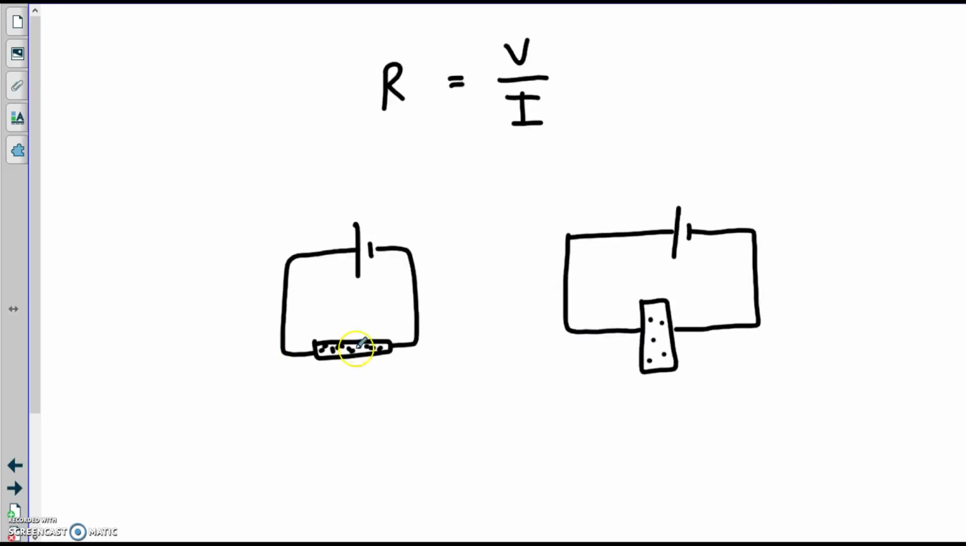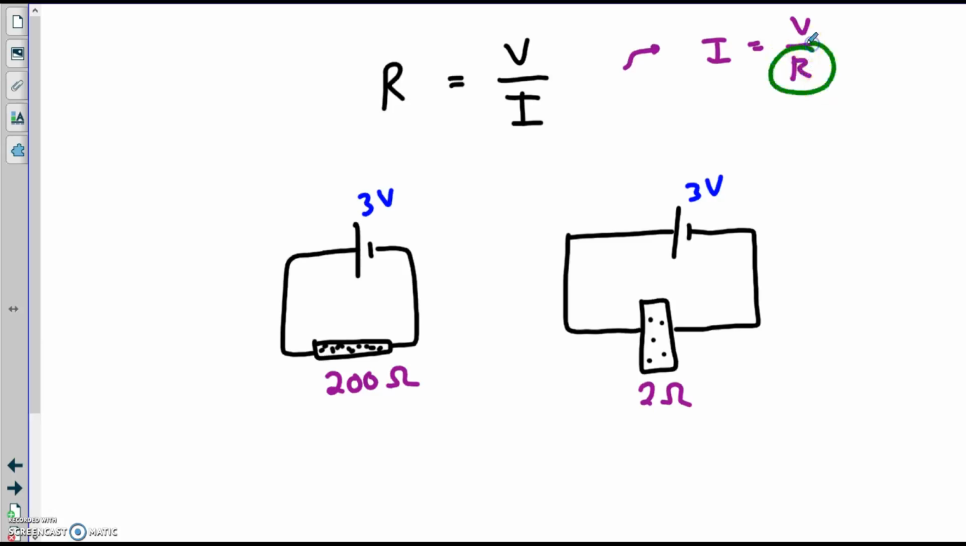But there's more we can say. If you imagine taking a 3-volt battery and connecting it to a really high resistance resistor, maybe 200 ohms, but then you connect the same battery to a smaller resistor, maybe 2 ohms, in which case is more current going to flow? Well, again, if we isolate current, we see that having a small denominator produces a high current. The smaller resistor makes it easier for current to flow, so more flows out, and here, less will flow out.